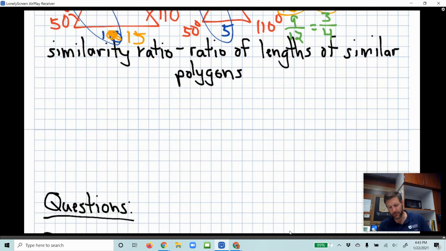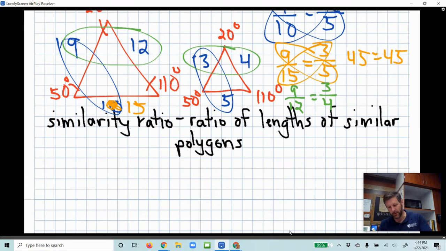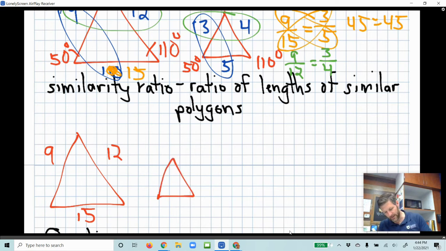All right, let's check out similarity ratio. The similarity ratio is the ratio of lengths of a similar polygon. So it's basically if you have a similar polygon, what is the ratio of its sides? And it would have to be the same for every single side. So let's use the example of the one I got to up here. Maybe I'll go ahead and redraw it since that got a little messy. So we have one triangle here that is 9, 12, and 15. And we have a smaller but similar one that is 3, 4, and 5.